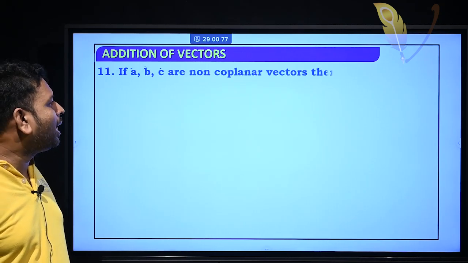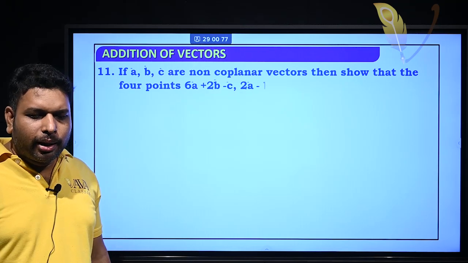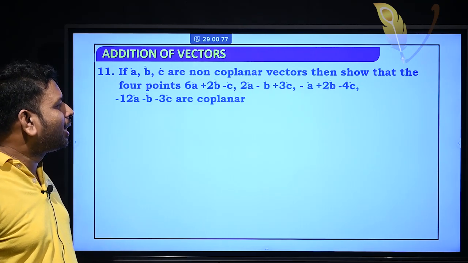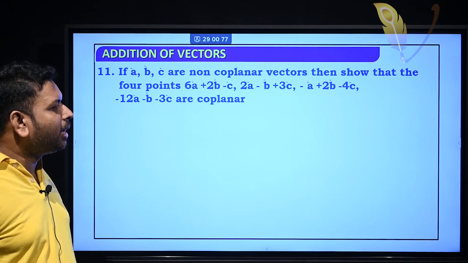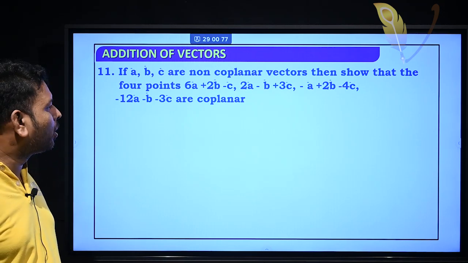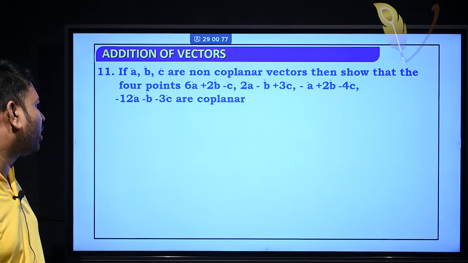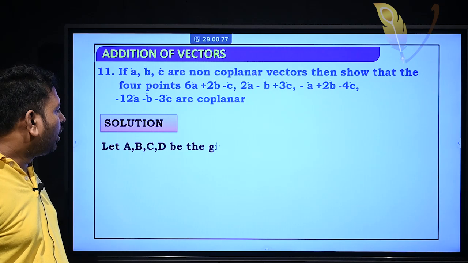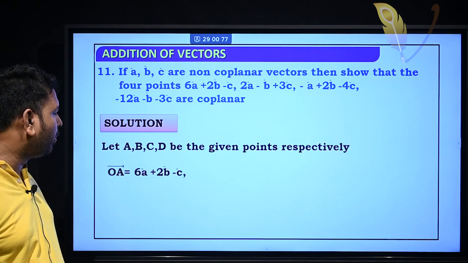If a, b, c are non-coplanar vectors, then show that the 4 points 6a plus 2b minus c, 2a minus b plus 3c, minus a plus 2b minus 4c, minus 12a minus b minus 3c are coplanar. Let A, B, C, D be the given points respectively.